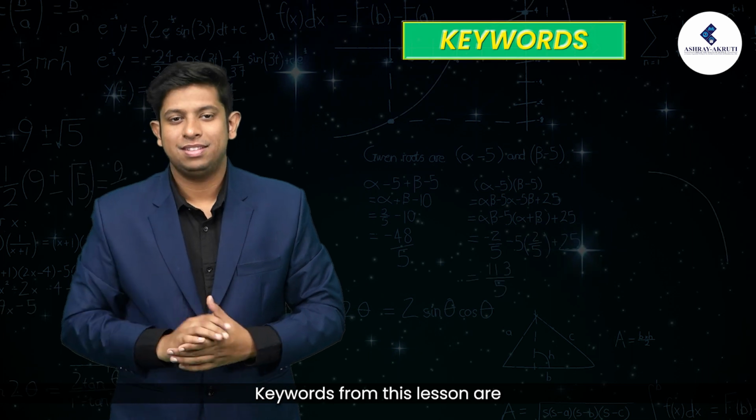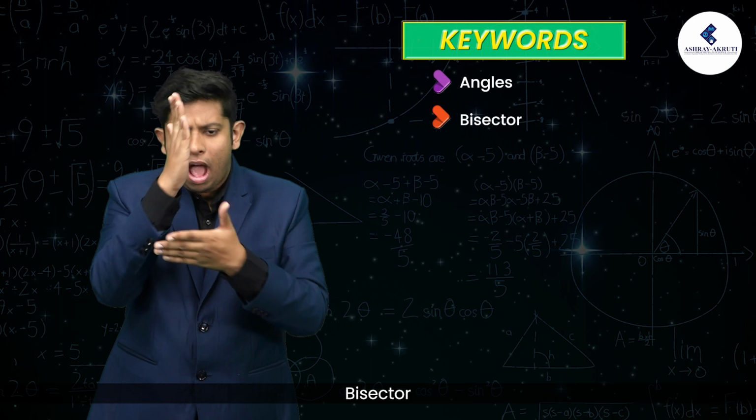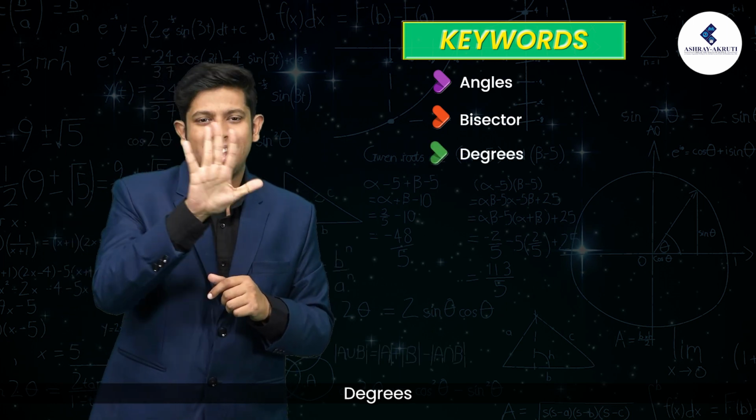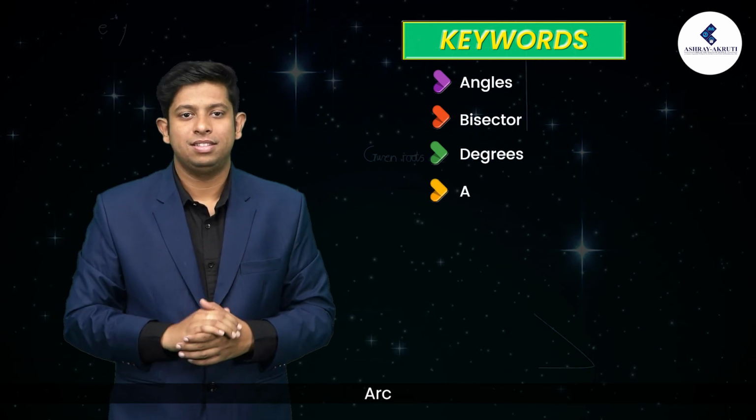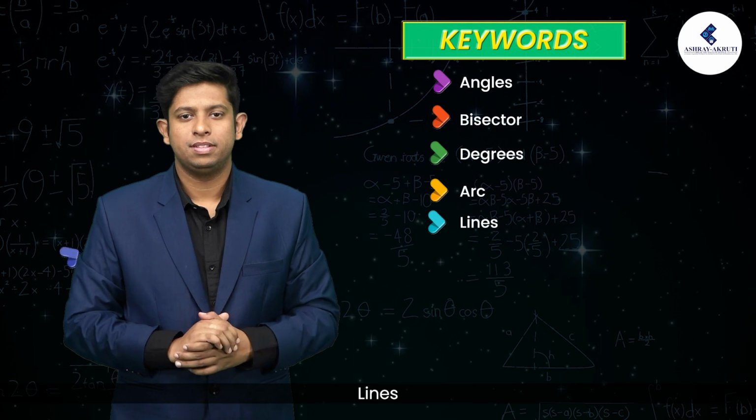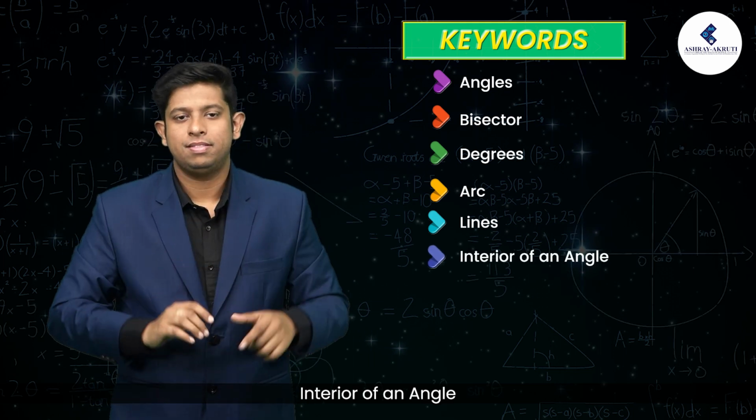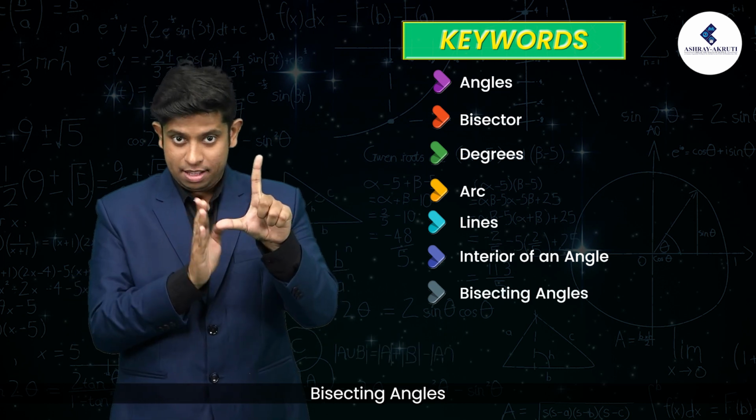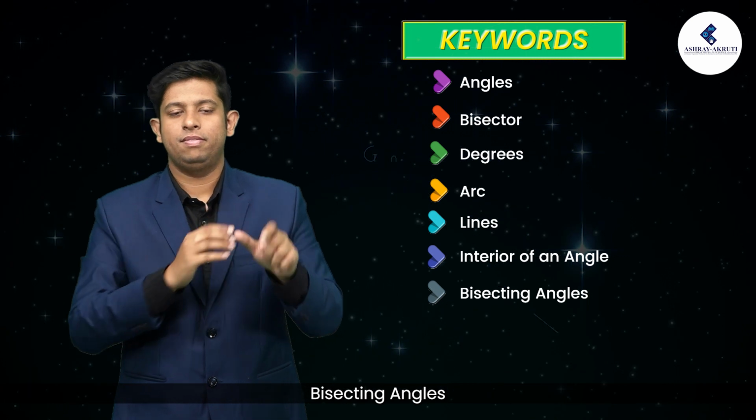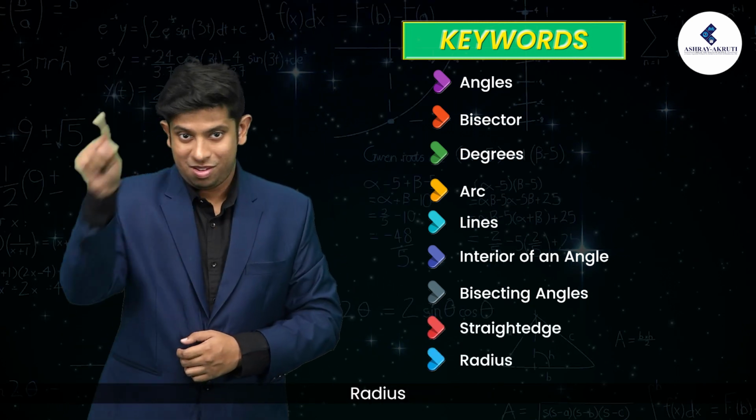Keywords from this lesson are angles, bisector, degrees, arc, lines, interior of an angle, bisecting angles, straight edge, radius.